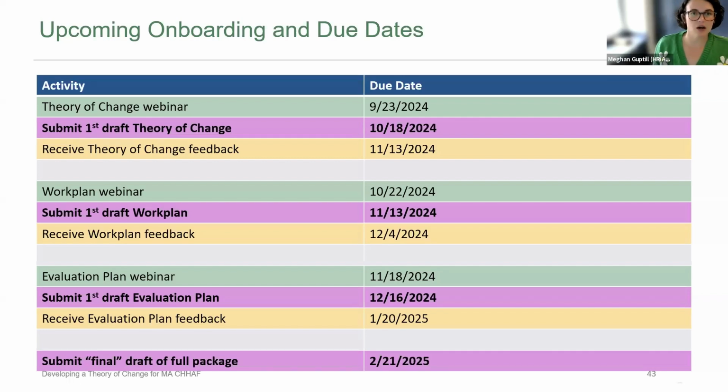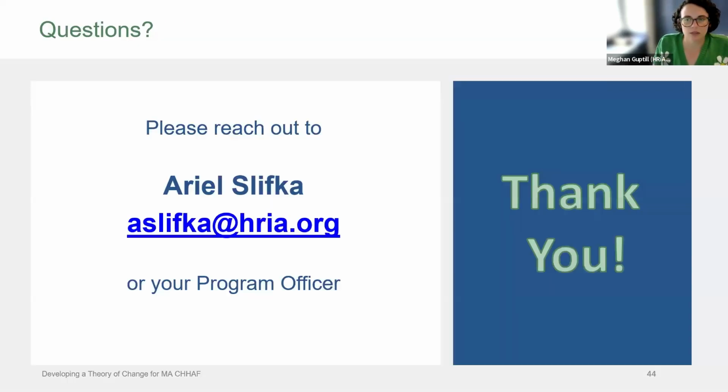Upcoming is the work plan webinar. So that will happen a few days after your Theory of Change draft is due. And then following that, the evaluation plan webinar on November 18th. That will be a few days after the draft or the work plan is due. And then you'll have until February 21st to submit your final package of materials. You go to the next slide. I think that is it in terms of content.